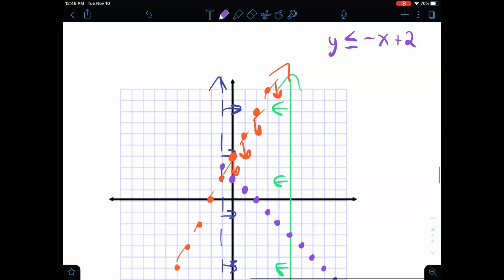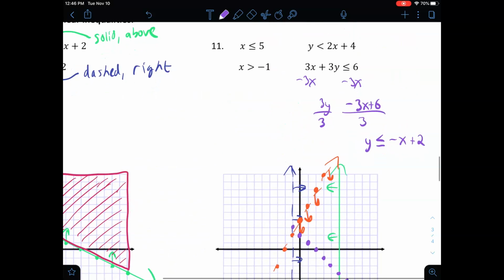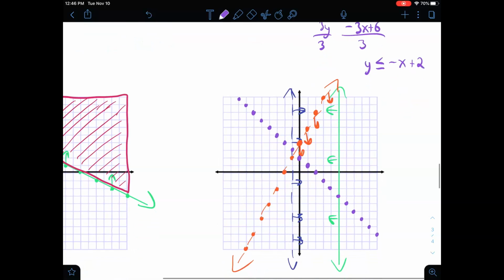Up 1, left 1. Let me double check my answer here. Oh, you know what? I goofed this up. No, I didn't. That's weird. Huh, the key I have is a wrong problem, so we're good. We're doing the right thing. And this one is shaded below. It's a solid line.